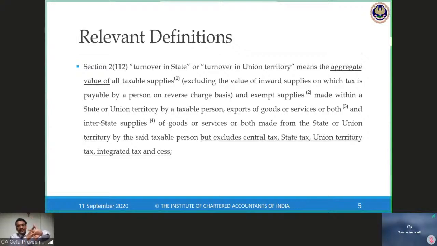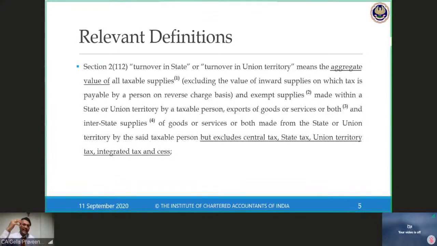Is there a difference between exports? Probably yes. For present understanding, take taxable supply as bucket 1, exempt supply as bucket 2. Write down in your working note: taxable supply bucket 1, exempt supply bucket 2, export of goods and services bucket 3, and interstate supplies bucket number 4. Now, is there a difference between taxable supply and interstate supply? This definition has been defined this way to call all this my turnover in a state.